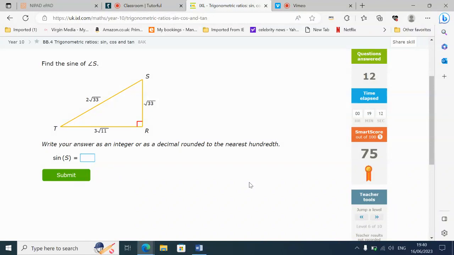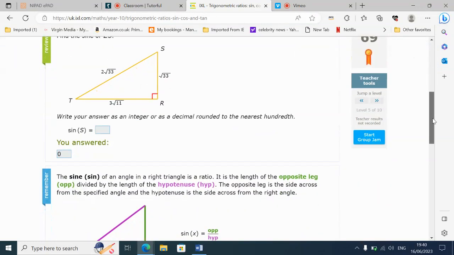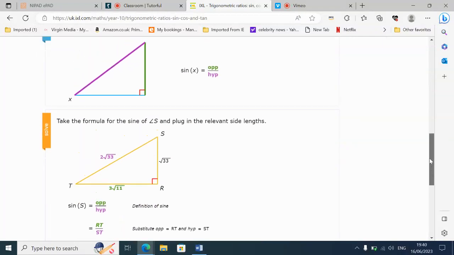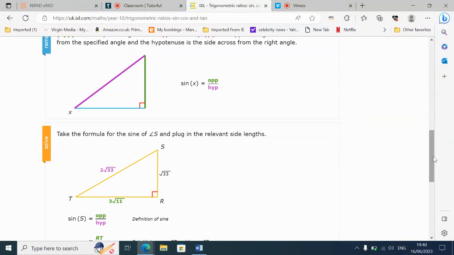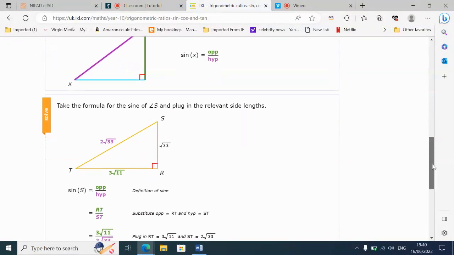And you know what I'm then going to do? Do you think it might be helpful to look at the answer here? Okay, so I'm going to put 0.87. That was the answer they were looking for. So we know sine is opposite over hypotenuse. The opposite here is the 3 square root 11, and the hypotenuse is the 2 square root 33.